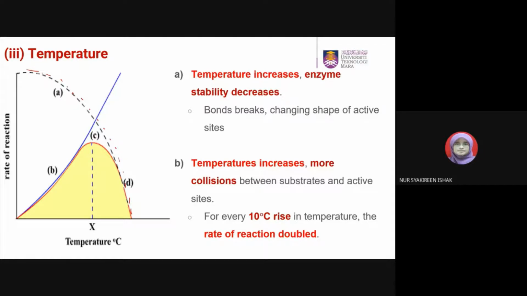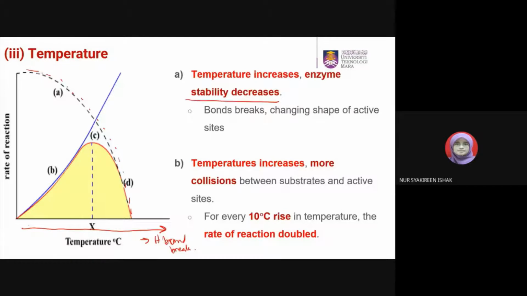When you keep on increasing the temperature, it causes the molecules of the enzyme to vibrate. As the temperature increases further, the enzyme molecules will vibrate more violently, more vigorously, and can cause hydrogen bonds, the weak bonds, to break. So that's why it says here the stability of the enzyme decreases, due to bonds breaking and changing the shape of the active site, which could lead to the enzyme being denatured. That leads to point D, where the enzyme denatures.